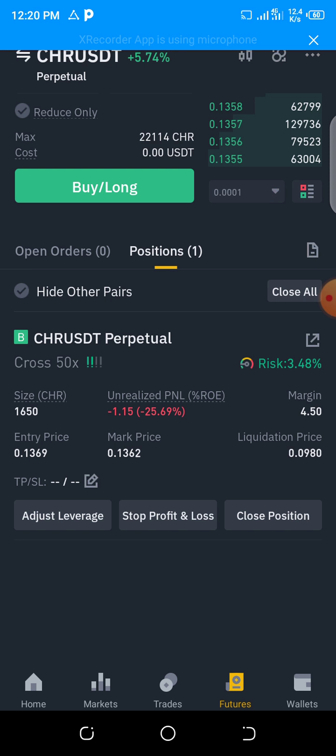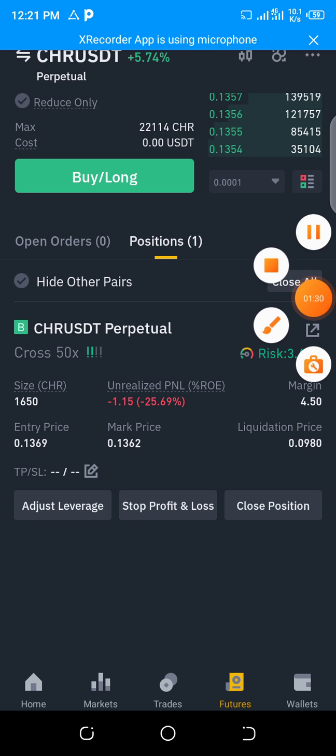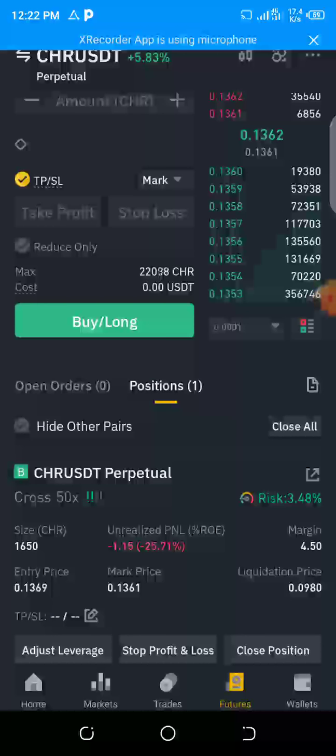If the market eventually pumps and gets above this current price, you see the market will start reacting, and we start seeing some positive, some negative money. That means what you're seeing, minus 1.15. It simply means I'm losing 1.15 of my margin, of my money.